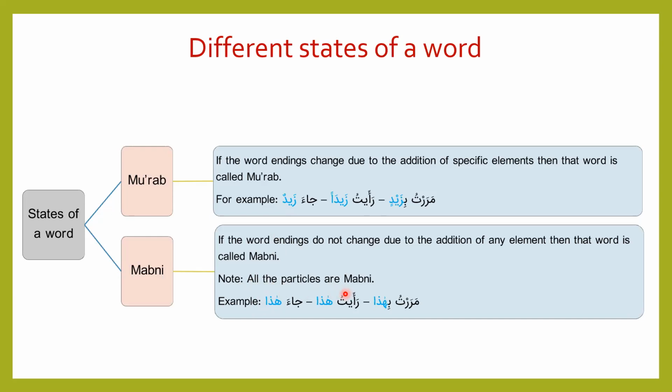If you remember, there are three different words: noun, verb, and particles. All the particles are mabni. Particles never change. Ism and fi'l, noun and verb: some are mu'rab, some are mabni. Till now we have discussed a word which is either mu'rab or mabni.